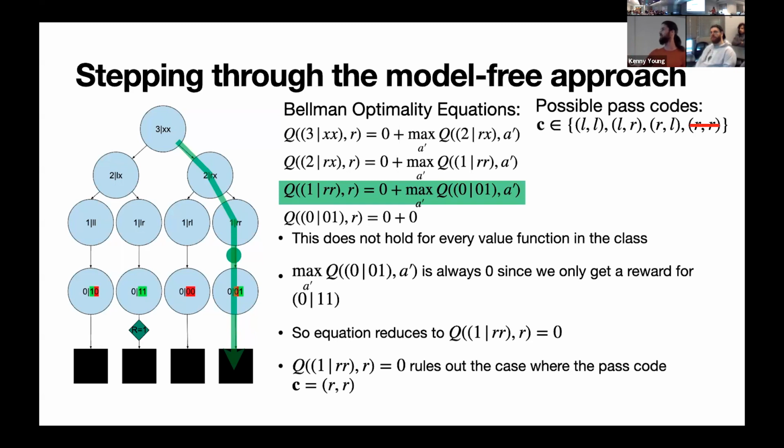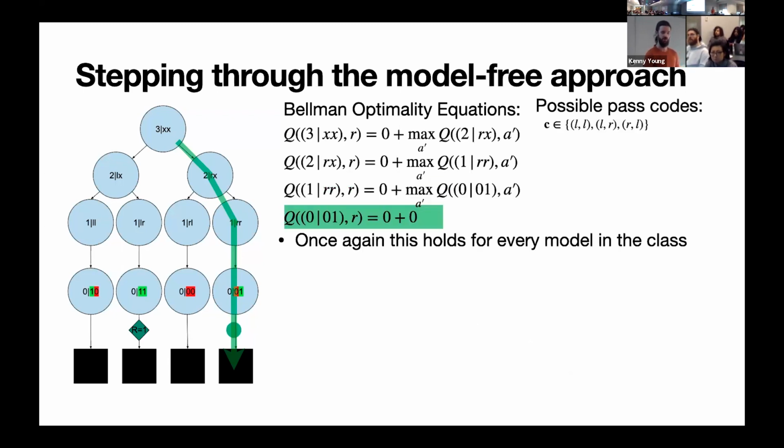But look, the interesting thing is we have not ruled out as much as we ruled out in the model-based case on this same transition. Because based on this Bellman optimality equation alone, any other passcode is possible, just not that one. This would be true if the passcode was anything other than RR. So we've only managed to rule out one possible passcode, or one possible value function, in this case. And once again, this last Bellman optimality equation actually holds for every model in the class.